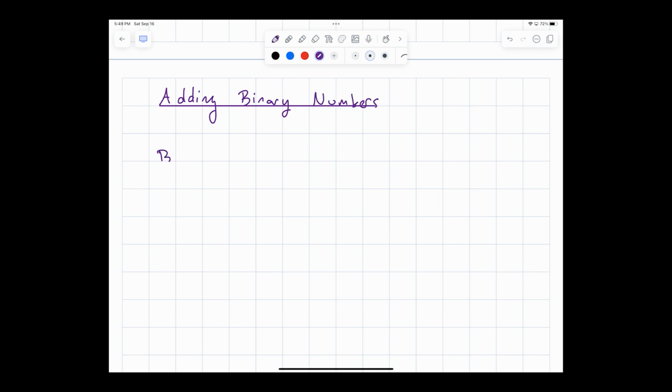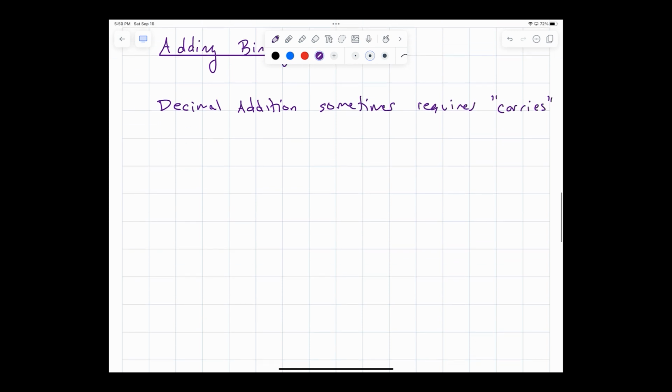in decimal, addition sometimes requires carrying. I'll just write carries. Sometimes requires carries. So what's a carry operation?